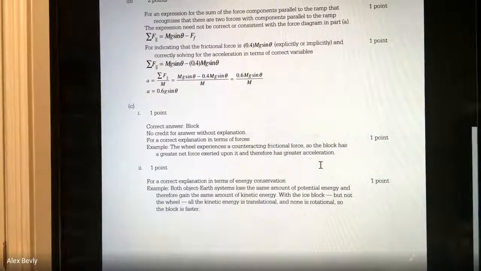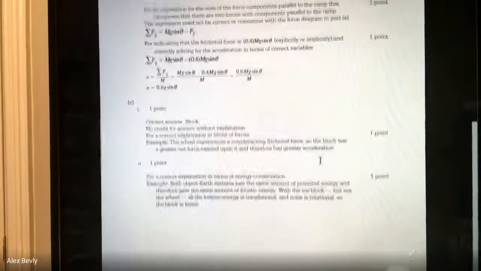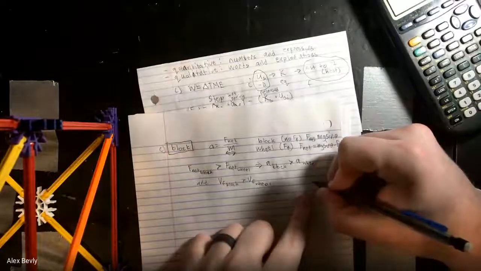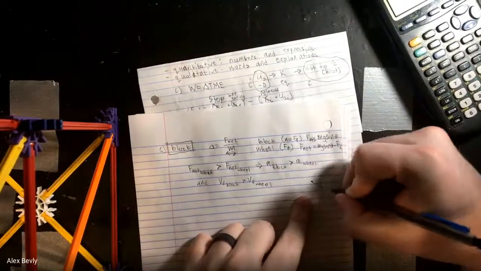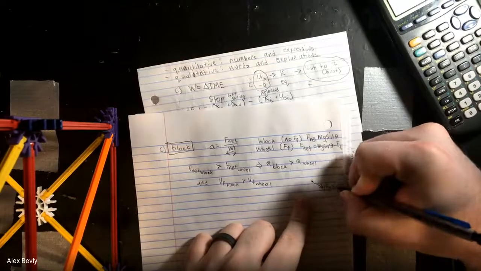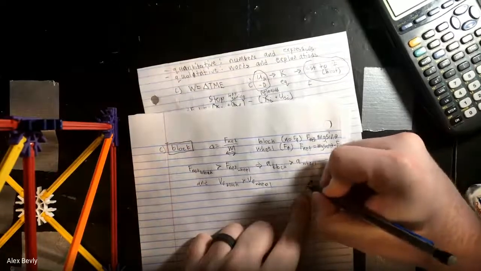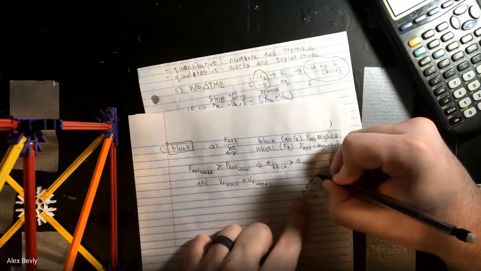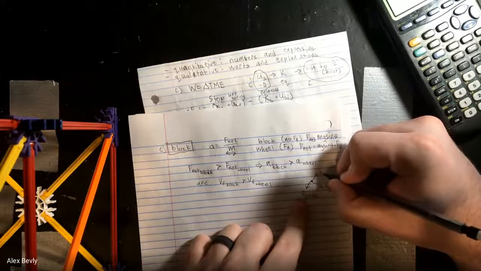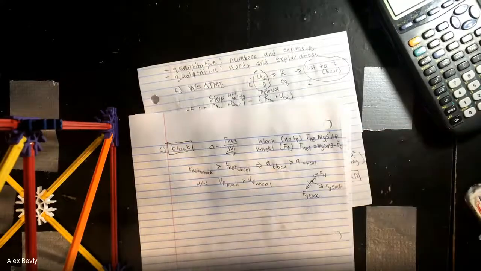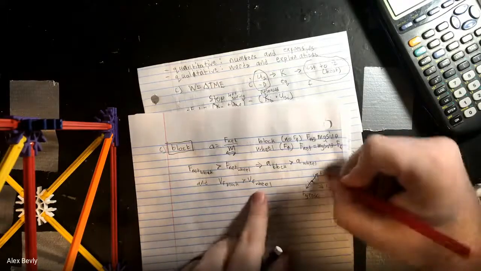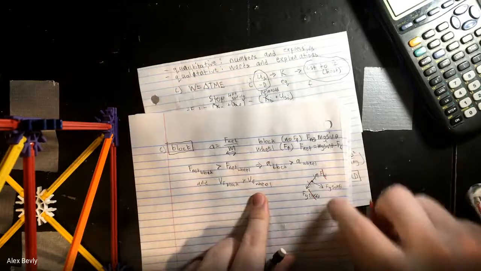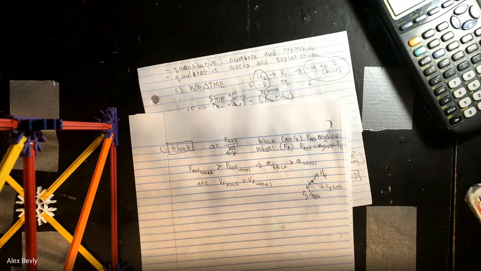No, the net force on the block is not 0. Because for the block, we have weight times sine of the angle down the ramp. We have weight times cosine of the angle into the ramp, and then we have our normal force. These two forces are going to balance each other out. So our net force is just going to be the weight times sine of the angle. This is all the way back to the beginning of the year, a ramp without friction.